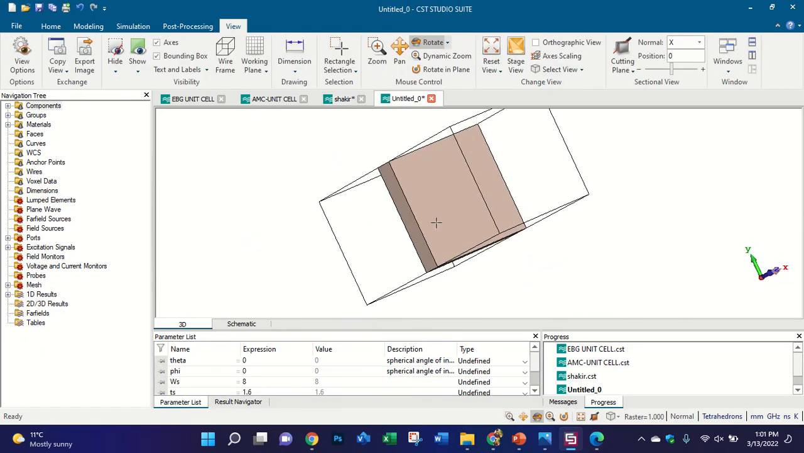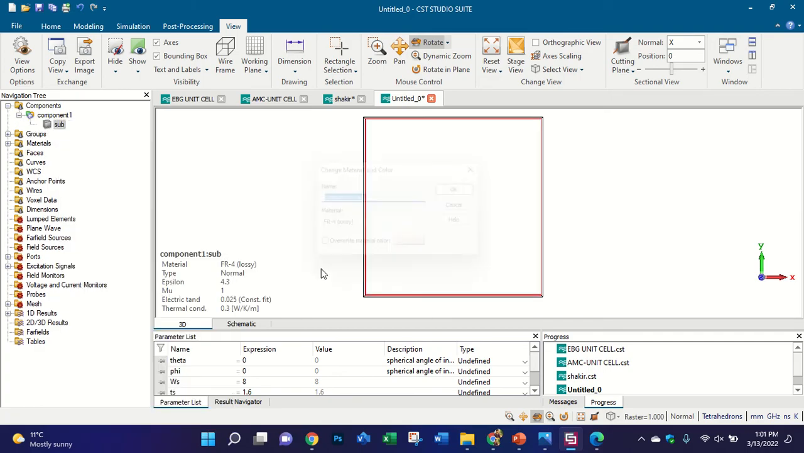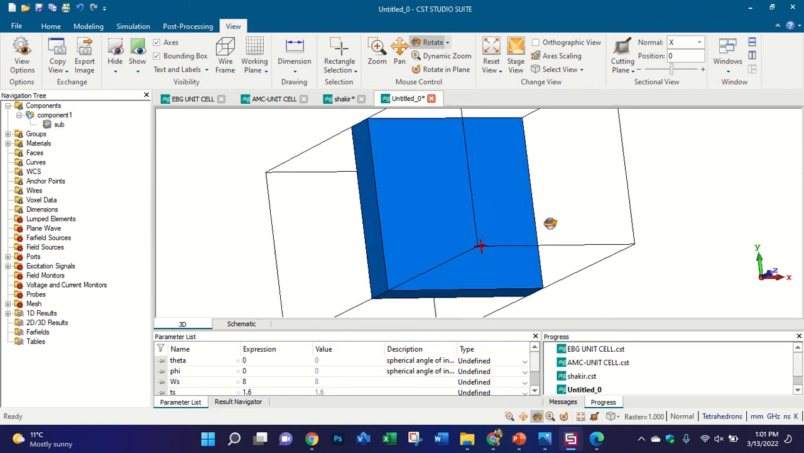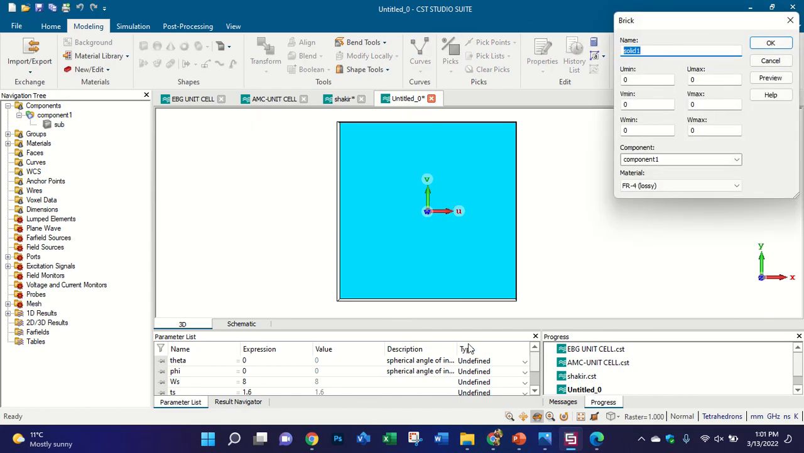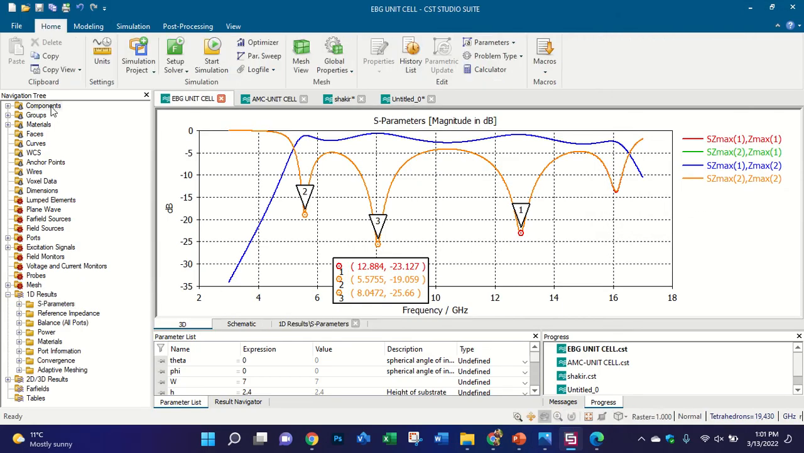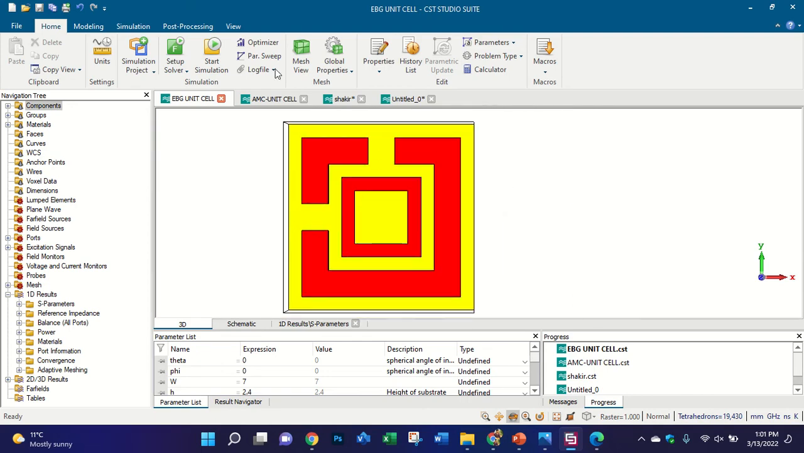You just need to design the radiator, I mean the patch. Okay, we design the patch. I align my WCS at this position. One more thing: you notice in each unit cell there is a boundary, like this one, this outer boundary of the copper.